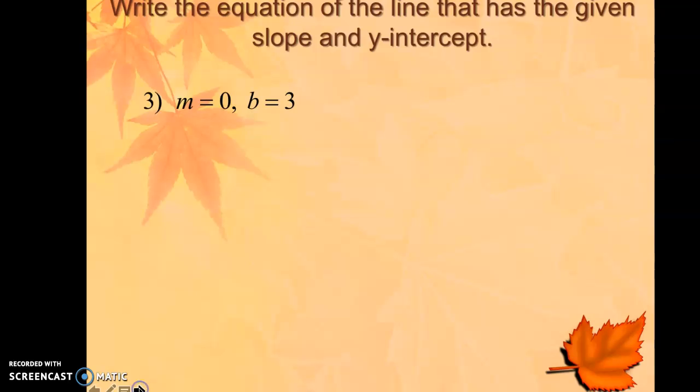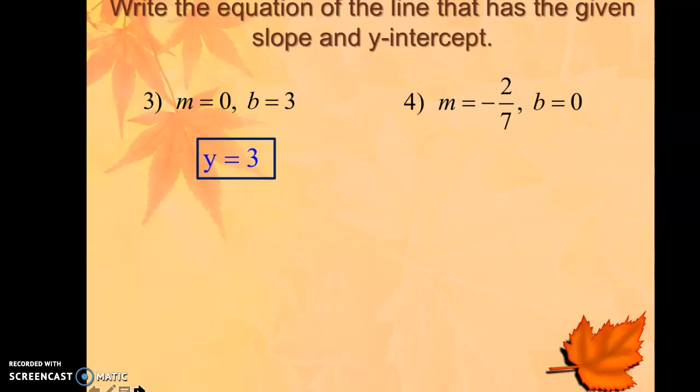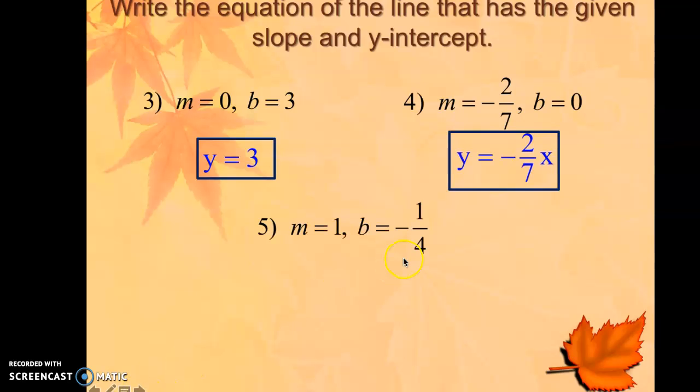All right, one more problem like this. y equals 3. Why is that? Because m is 0, right? So what's 0 times x? It's going to be 0, because 0 times anything is 0. So y equals 3. And why is there no plus anything? Because b equals 0, and plus 0 is always just going to be this.